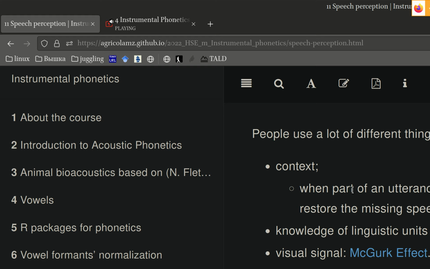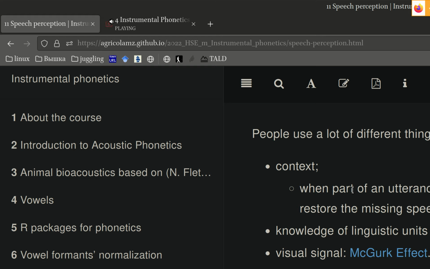Second, knowledge of linguistic units helps us to perceive. This is known as the Ganong effect. If we know an utterance, there is a higher probability of us perceiving it correctly than an unknown one. So if we have a word like dog, for instance, and another word that is not existing, like, I don't know, cog. Is it a word? I hope it's not.